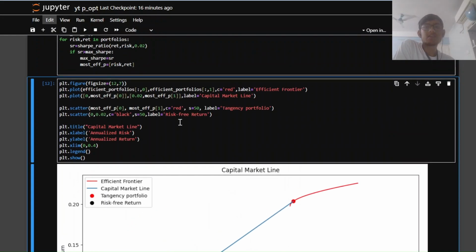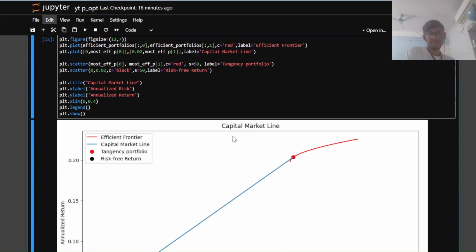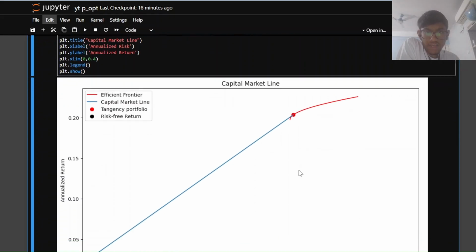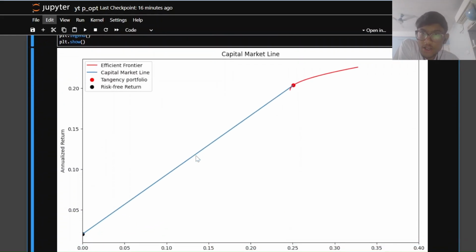Yeah. So you would get this graph. So what have we done here? We have basically just plotted your efficient frontier, right? And we have joined the line between your risk-free return point and the max efficient portfolio point on this efficient frontier, right? So this line that connects both the points is called the capital market line, right? And try to understand this, right?